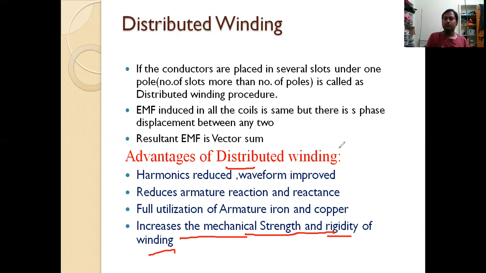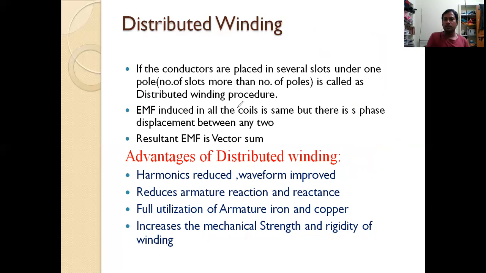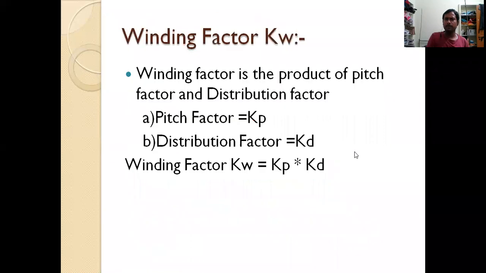For example, if the winding is placed in only these two coils, the mechanical strength will be poor. If you distribute it to all the slots, the mechanical strength and rigidity, the roughness and strongness, will increase. If you distribute the total winding throughout this 180 degrees, the mechanical strength will be more. That is all about distributed winding and its advantages.